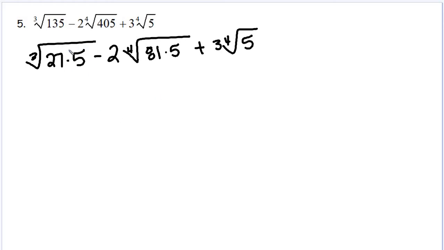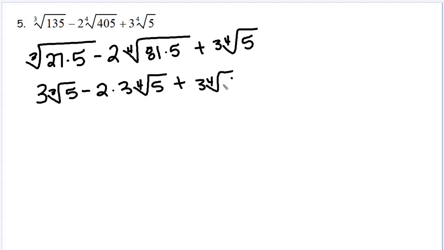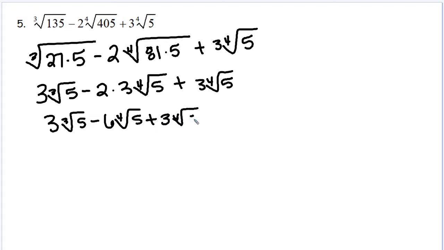So notice that once we simplify, the radicand for each of these will be the same, but the index will not be, so they can't be put together. So the cube root of 27 is 3, cube root of 5, minus 2 times the 4th root of 81, which is 3, 4th root of 5, plus 3 fourth root of 5. So I have 3 cube root of 5 minus 6 fourth root of 5 plus 3 fourth root of 5.